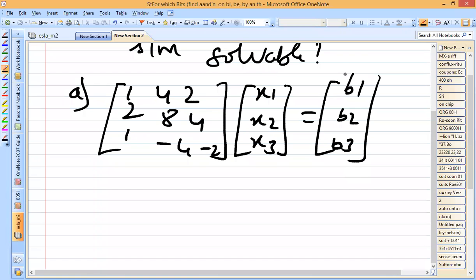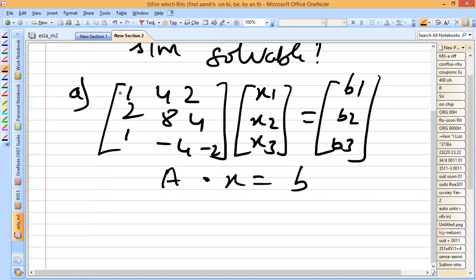We have to find for which values of b1, b2, b3 this equation is solvable. So we'll just consider this problem. Here, having this matrix, if you observe the elements of A, this is in the form AX is equal to B, the equation in which A multiplied with X results in the output B.